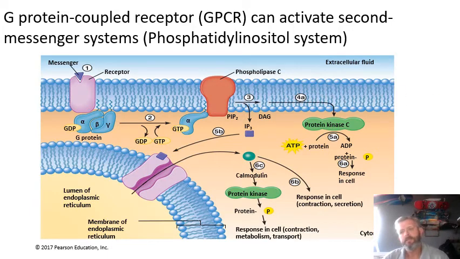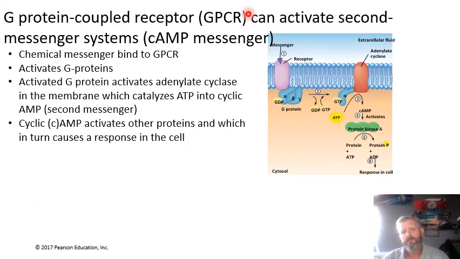The second messenger system I want to take a closer look at, one of the more common, is the cyclic AMP second messenger system. This gets activated, again, by a G protein coupled receptor. We're going to walk through this so we can take a look. This gives you a good idea of what's happening with these second messenger systems.